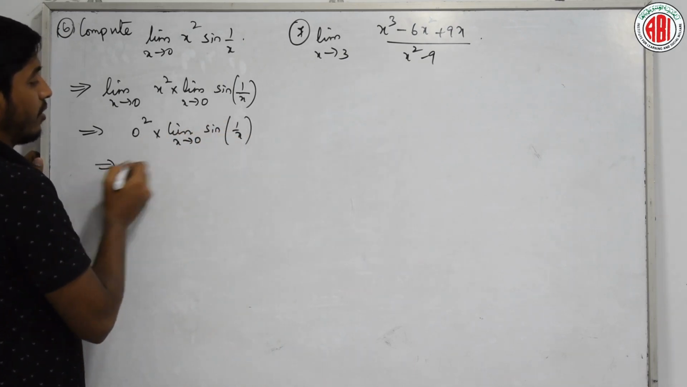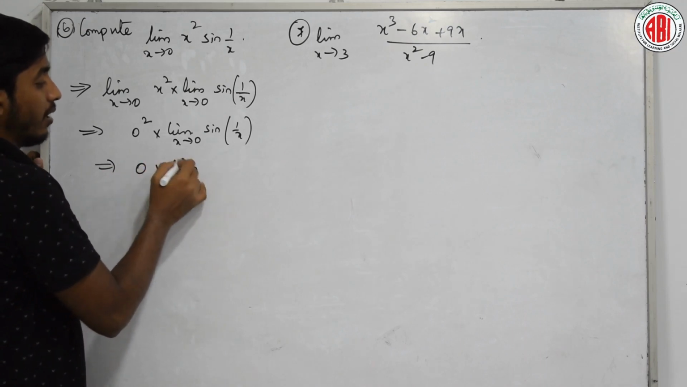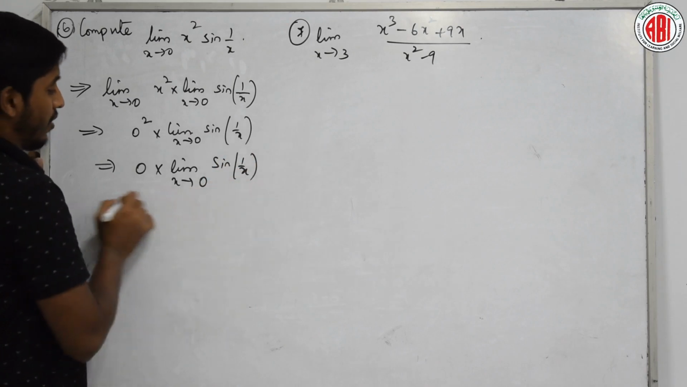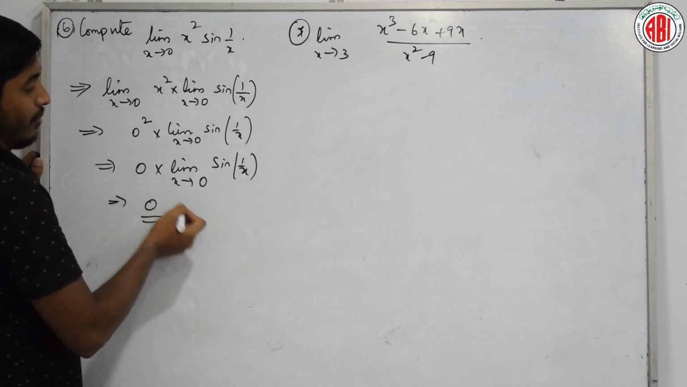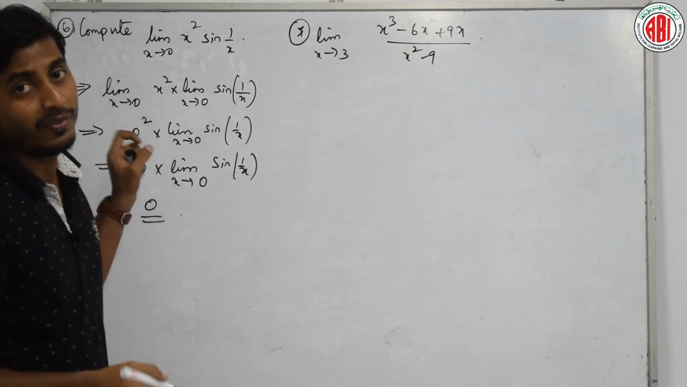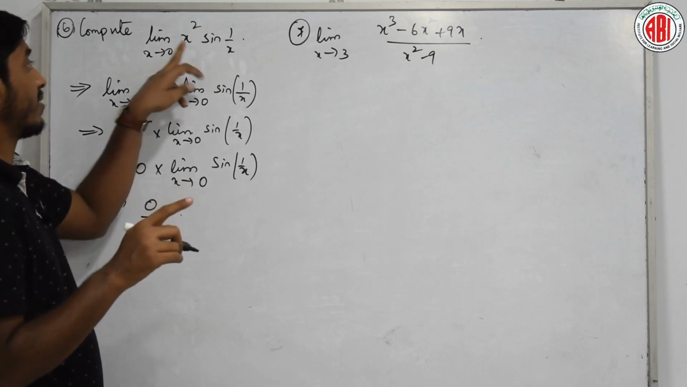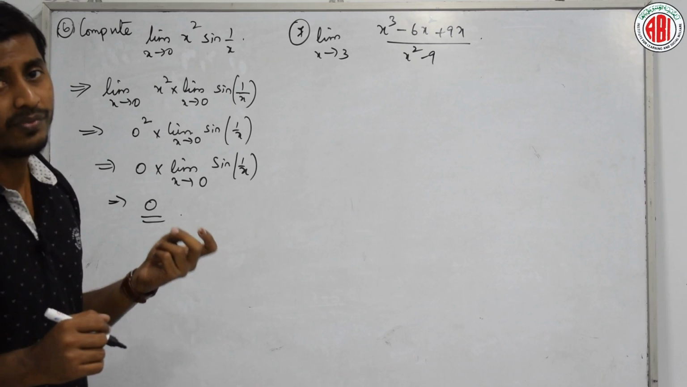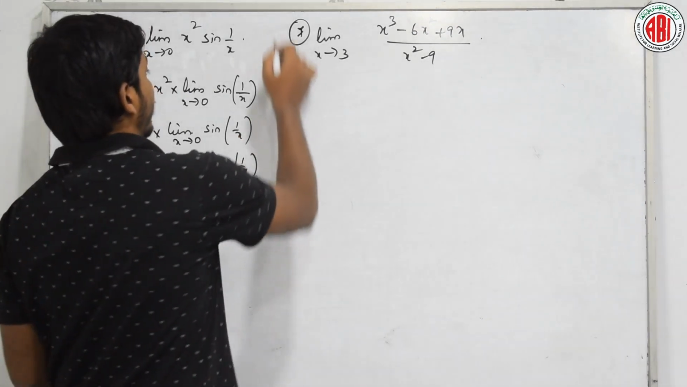0 square is 0. 0 into something, whether it is infinity also, 0 into something is always 0. This is a very important 2 marks question. But the logic you have to remember is this is a 0 term. Therefore, obviously the other terms also become 0. Okay. Then look at the next problem.